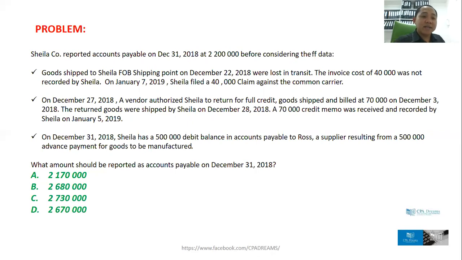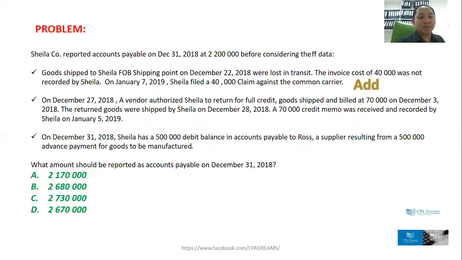So here, the transaction is FOB shipping point. When you say FOB shipping point, then this should be part of Sheila's accounts payable. And here, there is an issue because the 40,000 was lost during the shipment, so she filed a claim. So what will happen here? What you need to do is very simple. This is part of accounts payable, so it should be added.